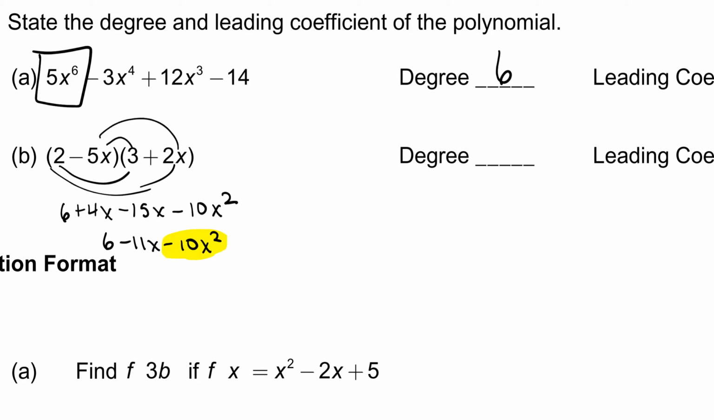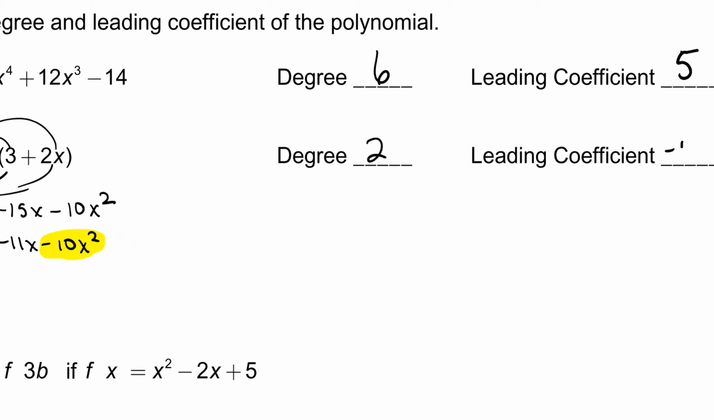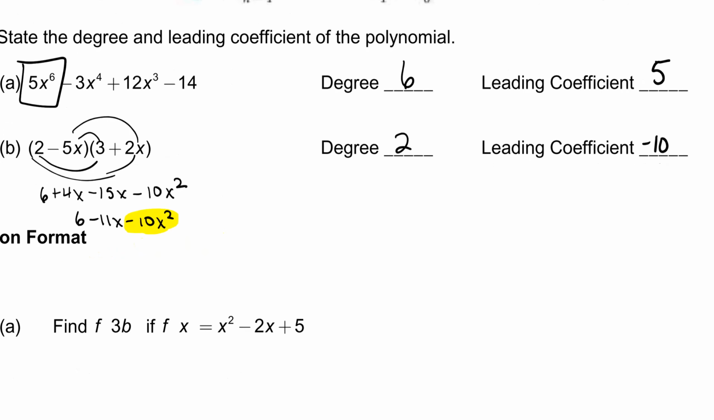All right, Cooper, what is the degree here? 2. And then let's go to Caden. What is the leading coefficient? Negative 10. Right? Because it's a minus 10. It has a negative 10 in front. Because if I would rearrange this, if I put this in standard form, I'll have negative 10x squared minus 11x plus 6. The negative stays in front here. All right. Do you feel like you could do this if I gave you another problem? Yeah. Awesome. Okay. That's good.